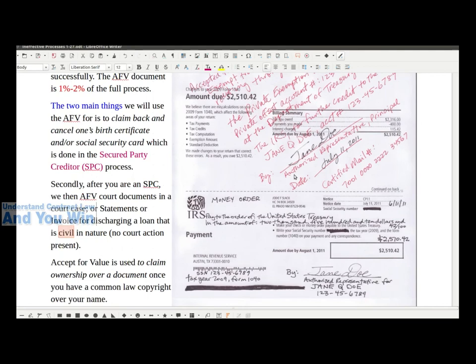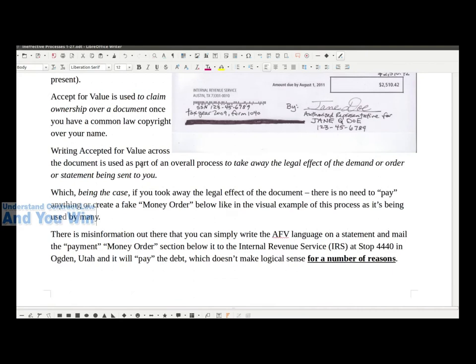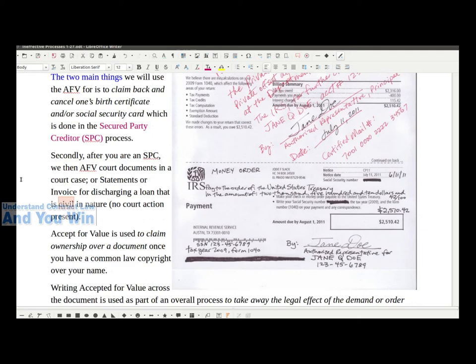This whole money order situation is really also combining accepted for value and the money order, but we do cover the money order section. So commonly, when you see on the internet, people write this across their bill and then they fill out the money order section and write all sorts of money order type stuff to convert the payment voucher into a money order.